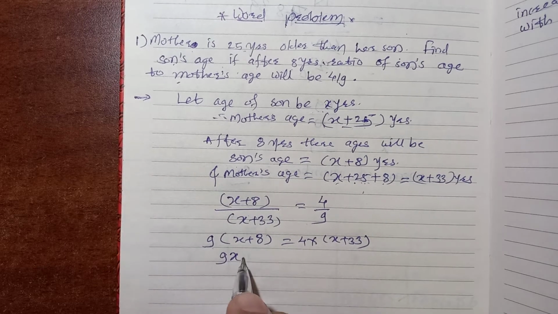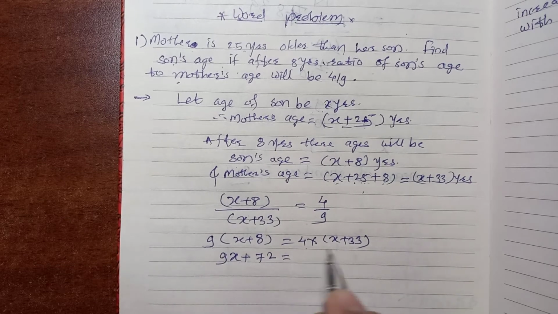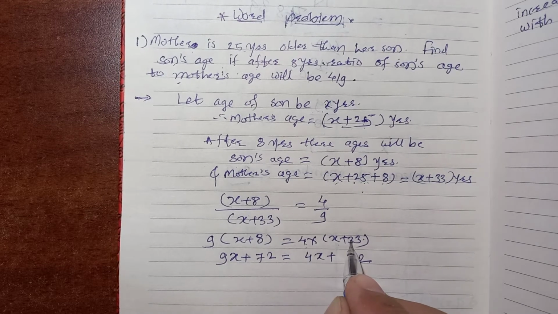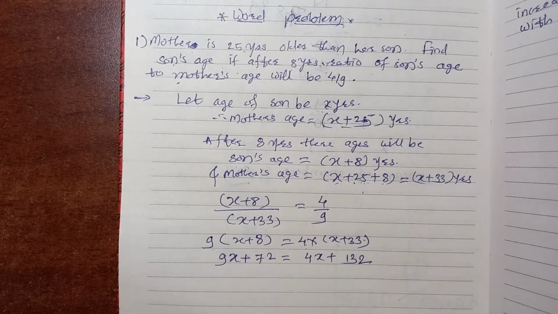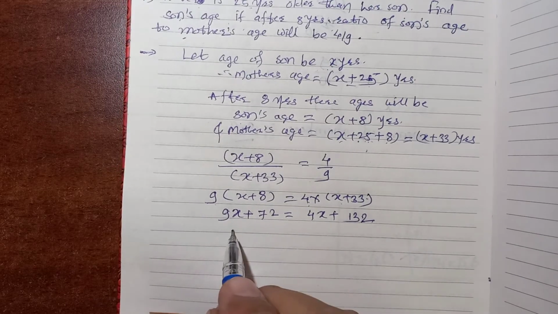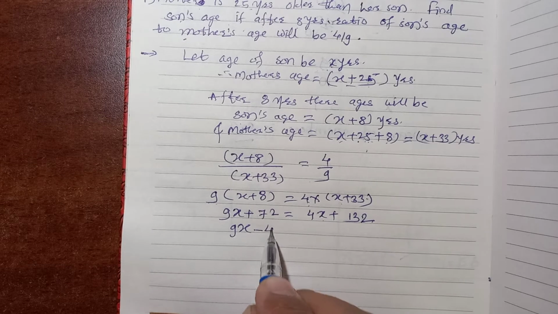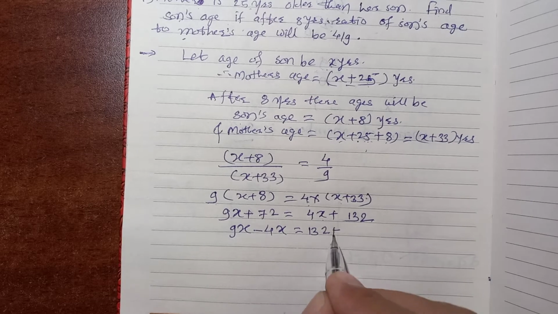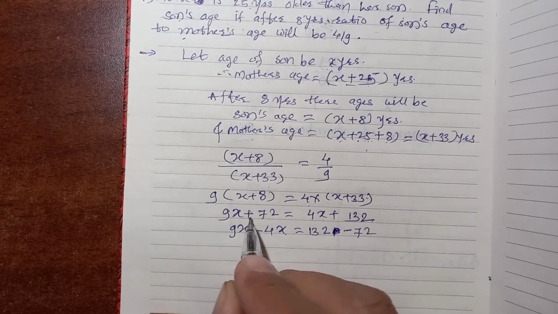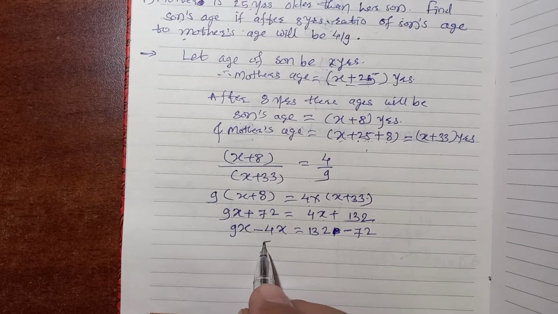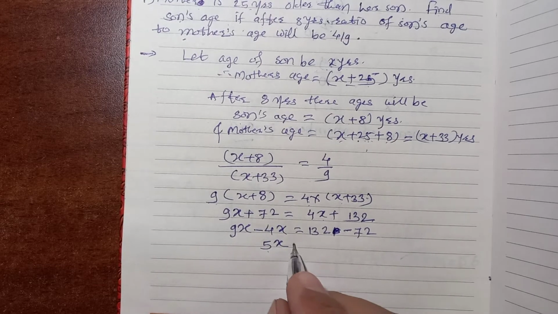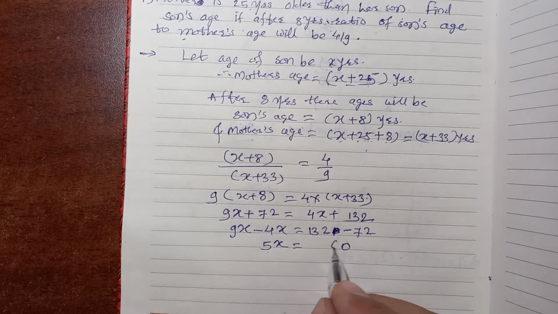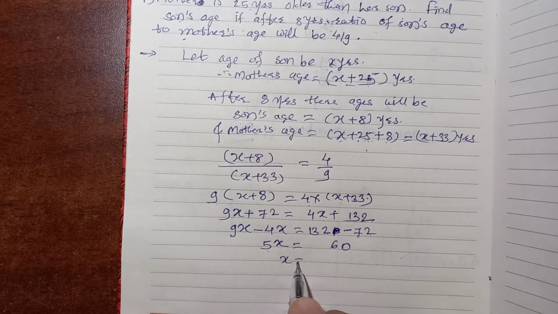So multiply and then solve this and find the value of x. 9 into x, 9x, plus 9 eights are 72. 4 into x, 4x, plus 4 threes are 12, plus 1, 132. Okay, this is the product. So 9x is bigger, take the 4x this side. This 132 as it is; take 72 that side, it becomes minus. So subtraction: 9 minus 4, 5x. 2 minus 2, 0. And 13 minus 7, 6. Okay, so 5x is equal to 60.